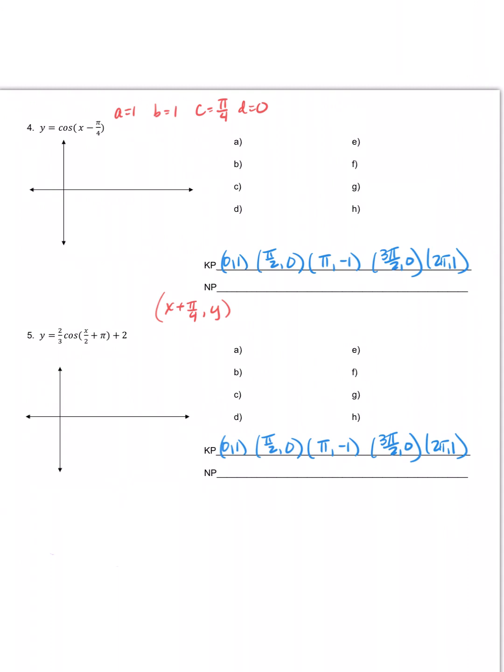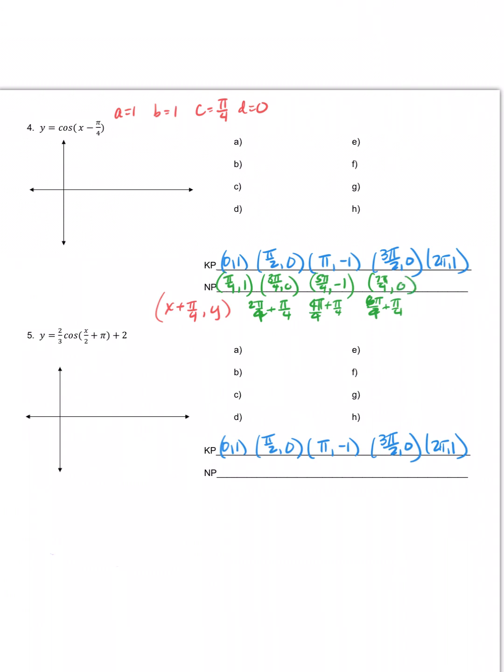So let's do this. Let's do pi over 4. So 0 plus pi over 4 is pi over 4. Y stays the same. Pi over 2 plus pi over 4. Okay, if I get a common denominator, that becomes 2/4, so this is 3 pi over 4, 0. Pi plus pi over 4, that's 4 over 4, so this would be 5 pi over 4. Y stays the same. 3 pi over 2 plus pi over 4, that's 6 over 4, and that'd be 7 pi over 4.